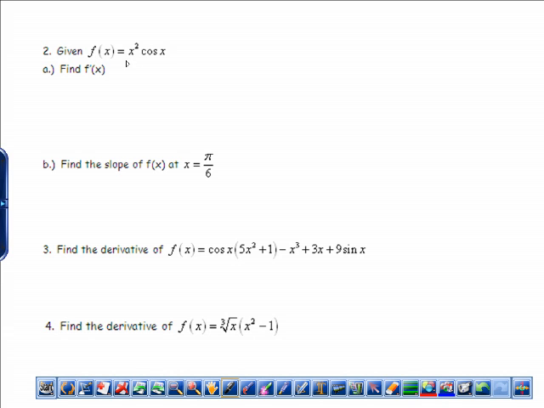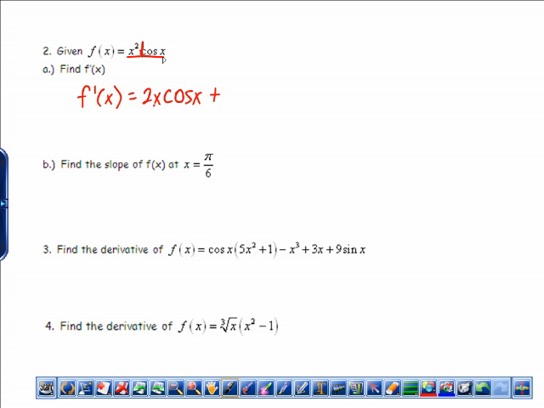It says given f of x equals x squared cosine x. Now, if there's just a number in front of cosine x, I wouldn't have to use the product rule, but this is two separate functions of x. Okay, so you may even want to separate them so that you know that these are two different things. Okay, so the f prime of x is going to be the derivative of x squared, which is 2x, times just cosine x.